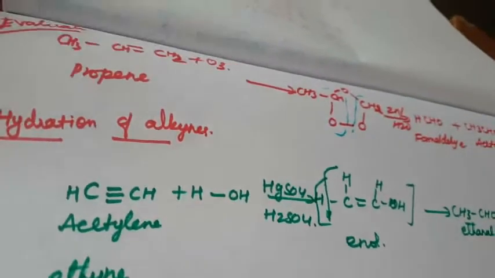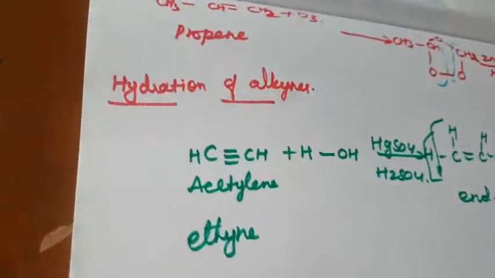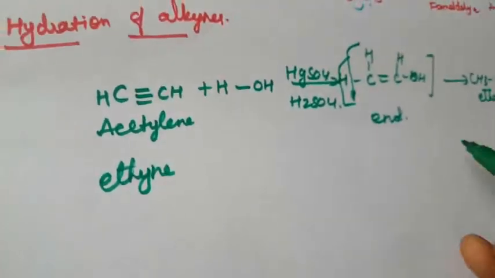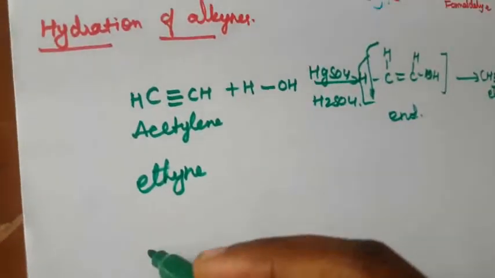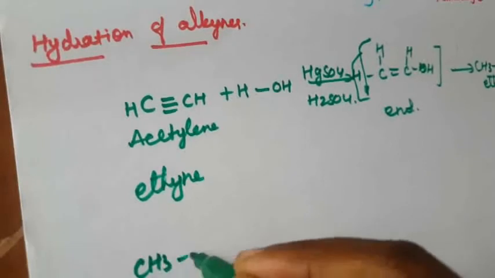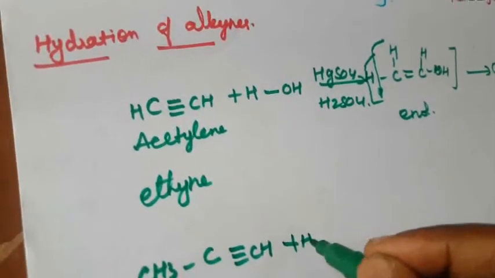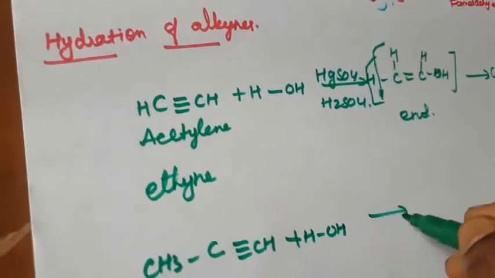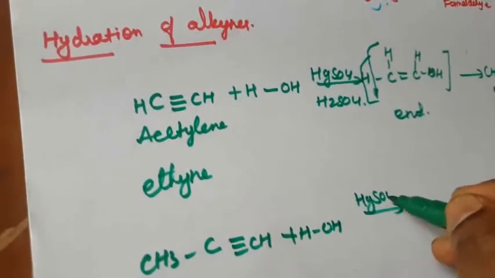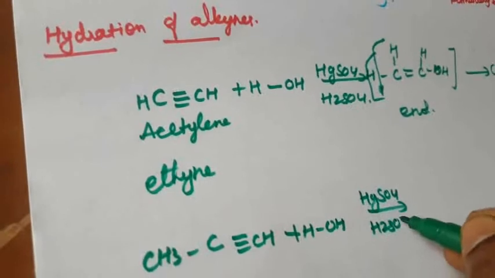Another one, other than acetylene. So this is acetylene, and the aldehyde forms. Another one is propyne. So CH3, C, triple bond, CH in the presence of HOH, again with mercury sulfate and sulfuric acid.